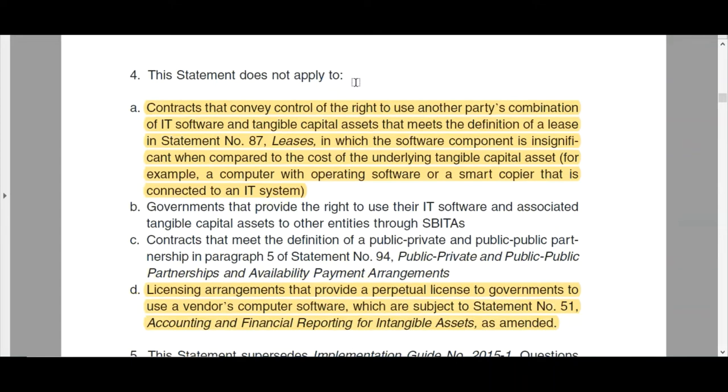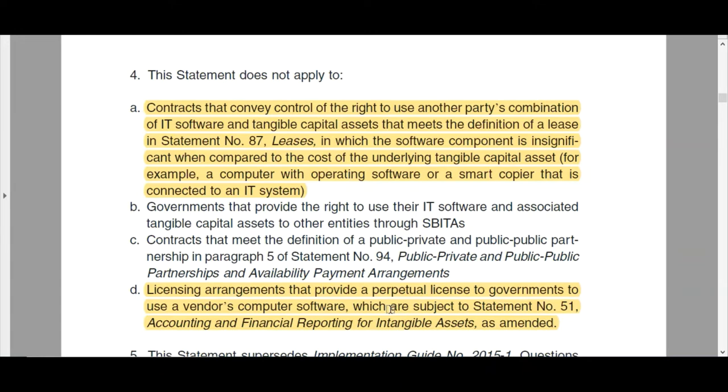So there are several things that can look like a SBITA. They're sort of chameleons, but are not. But I've highlighted two things that I think are most applicable to us. I'm going to start at D because I think this is most applicable. And this is licensing arrangements that provide a perpetual license. And I alluded to this earlier where I said it's indefinite. It's not indefinite. And this is software that you load on your computer and it stays around forever. And that's not a SBITA.